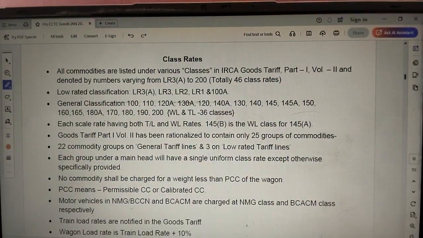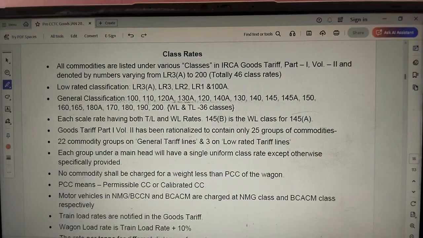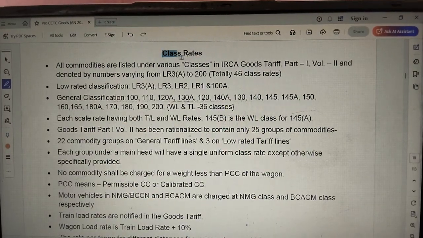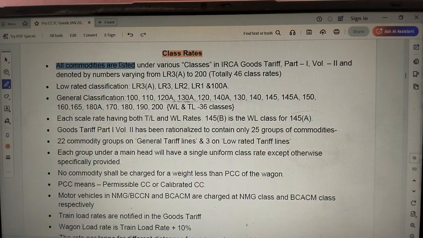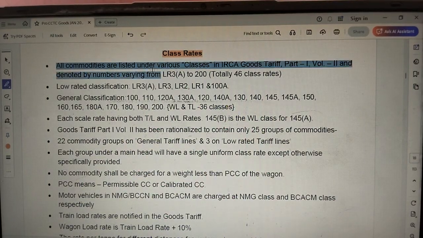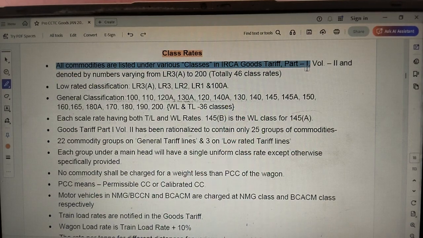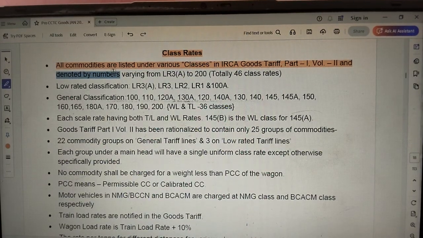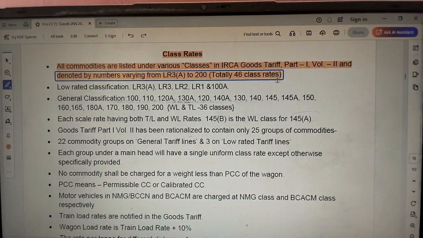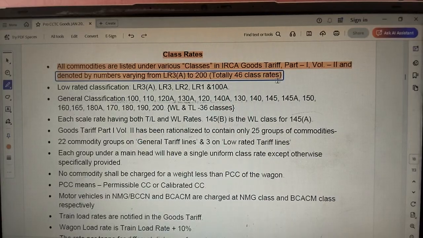Next, class of rate. We are going to see class rate. All commodities are listed under various classes in the IRCA Goods Tariff Part 1 Volume 2, denoted by numbers varying from LR3A to 200. Totally 46 class rates are available.